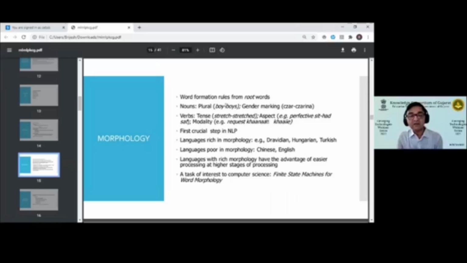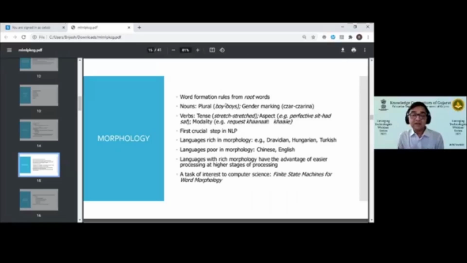For example, gender marking is like Zar and Zarina. So we know that Zarina is feminine, Zar is masculine. Similarly, for words, we have tense marking like stretch and stretched. So when we put ed at the end, we know that we are talking about the past tense. So that marking is also important. So when I talk to my friend and I say that I played cricket today, it means that I am not playing now. I have used the past tense marker ed. So the machine needs to know that. So the sense of place, sense of number, sense of time, all these things are covered through this inflection.